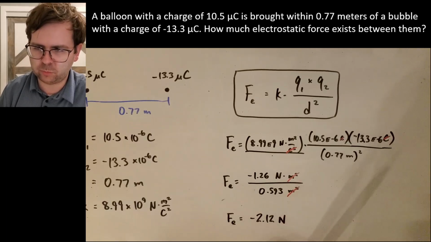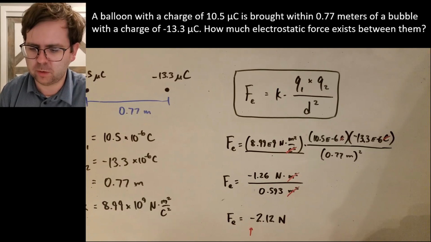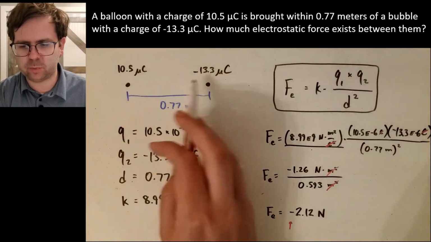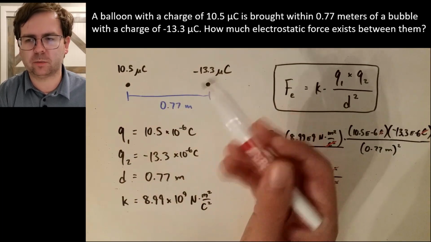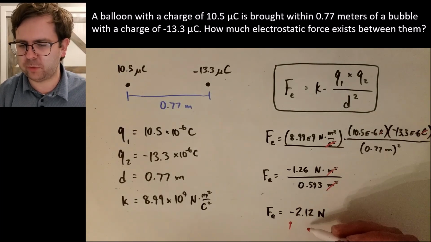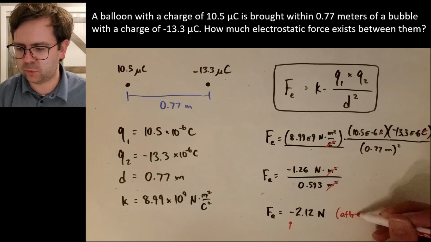And I want to look at this negative sign. What does that negative sign mean here? Because our charges were positive and negative to begin with, if you multiply a positive times a negative, it's always going to be negative. And the negative sign in this case just simply means attraction. So this is an attractive force between the two objects.